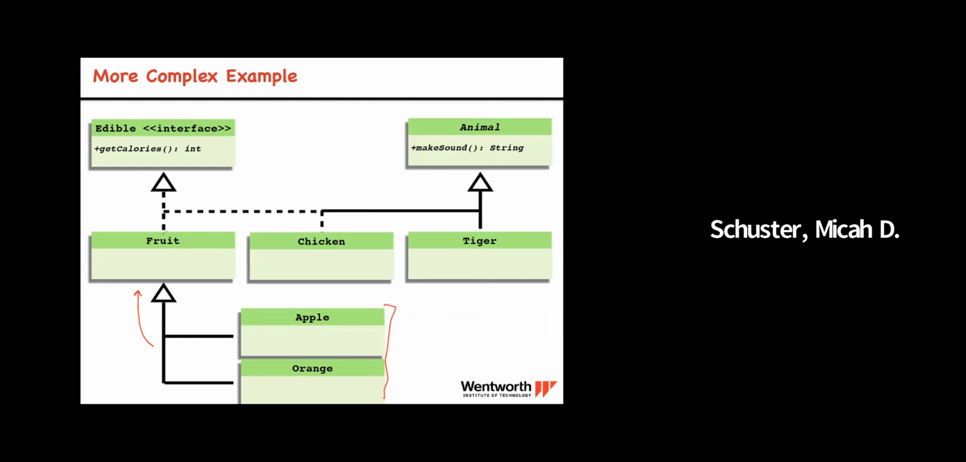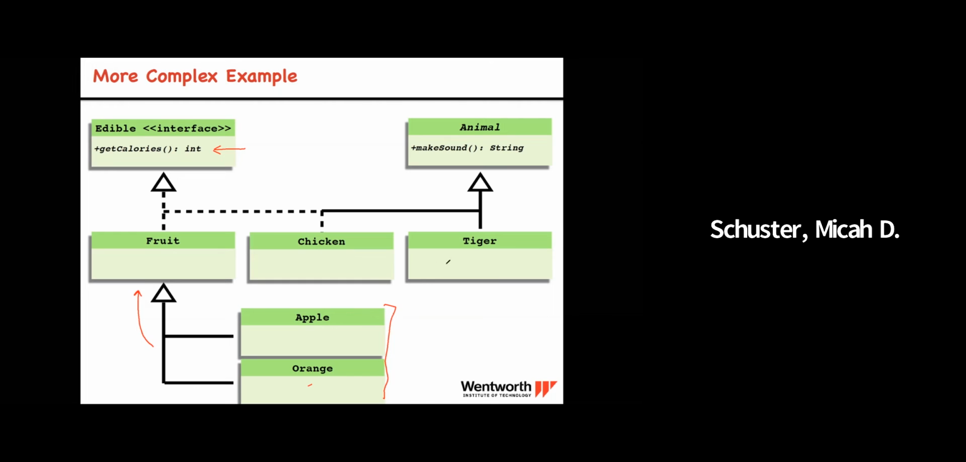That fruit implements the edible interface. And you could probably put other methods in here, but we've got one called get calories. So that's the method that fruit must implement, which it probably doesn't. It probably just passes it along to apple and orange. So we can get the calories in an apple, get the calories in an orange, because it's edible.